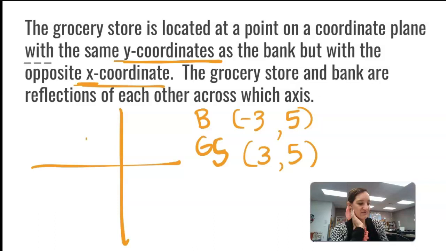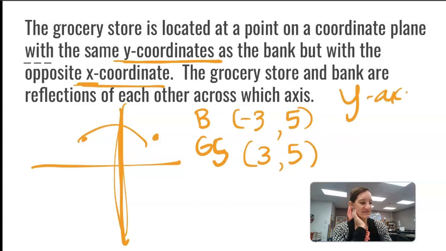So if we go (-3, 5) and (3, 5), they went across the y-axis. So I drew it so I could see it, but if you remember the rule, if the y coordinates stay the same, then it's across the y-axis.